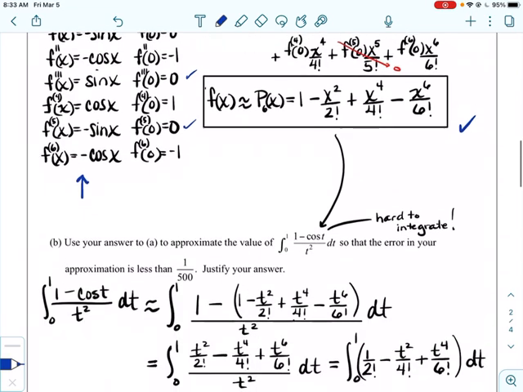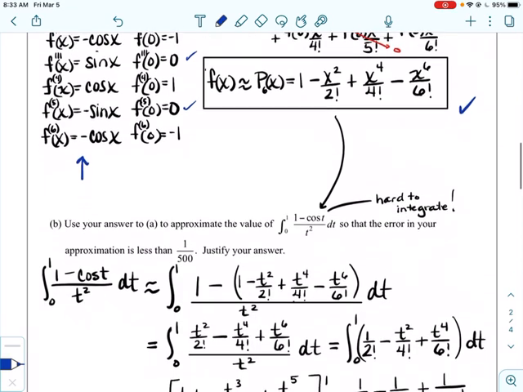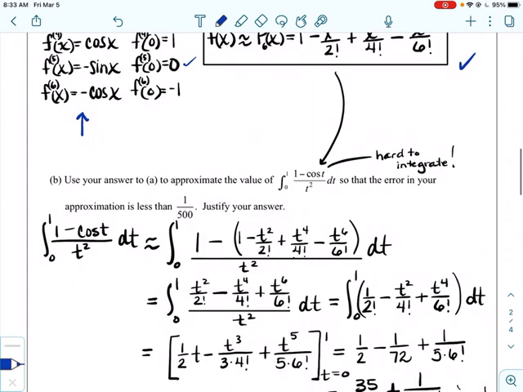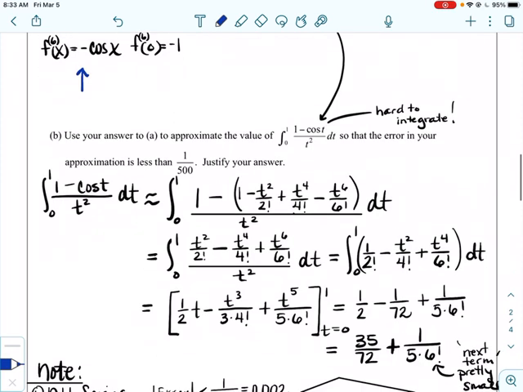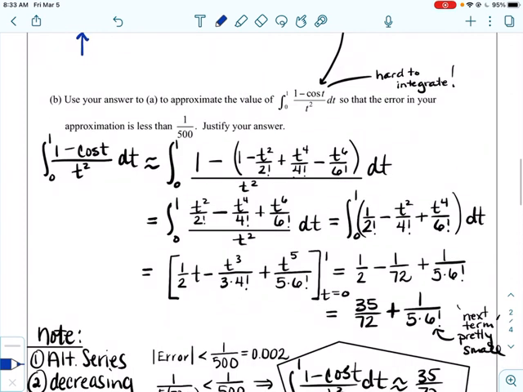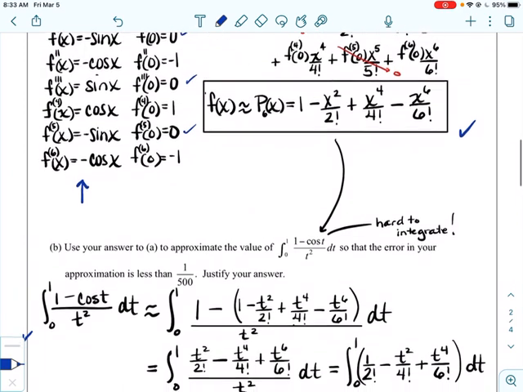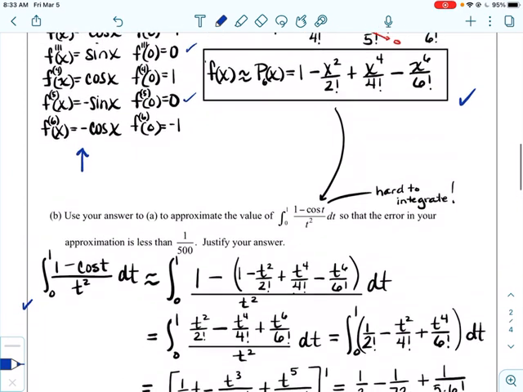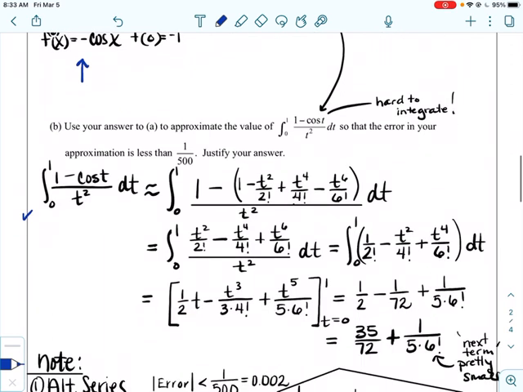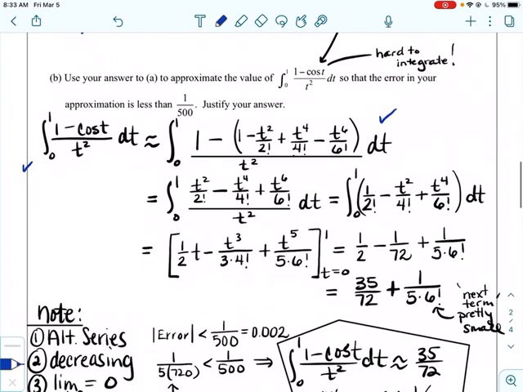Now, in this case, using your answer to approximate the value of the integral from 0 to 1 of (1 minus cosine t) over t squared, so that the error approximation is less than 1 over 500. So you set it up to integrate. And what you're going to do is take this polynomial we just got in terms of x's, p of x, we're going to make it a p of t, and we're going to plug it in here. So once we plug it in this step, then we're able to simplify, canceling the ones.